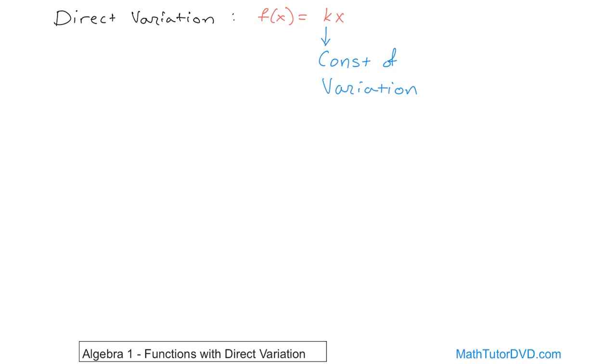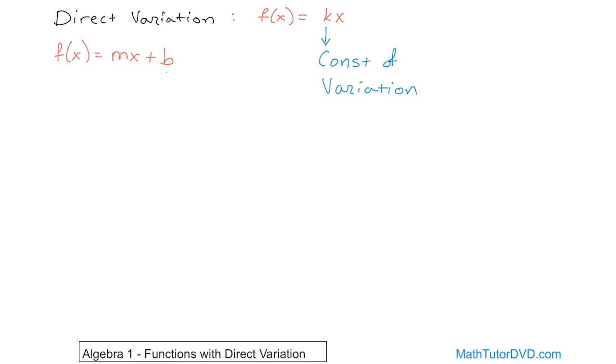Now, it's important for you to know that this shouldn't look too foreign to you because direct variation basically is a line. It's a line that goes through the origin. And the reason is the following. If you remember back to what the equation of a line looks like, f of x is equal to mx plus b. Well, the number in front of x, we called it the slope before. Now we're calling it k, the constant of variation, but basically it's the slope of a line.